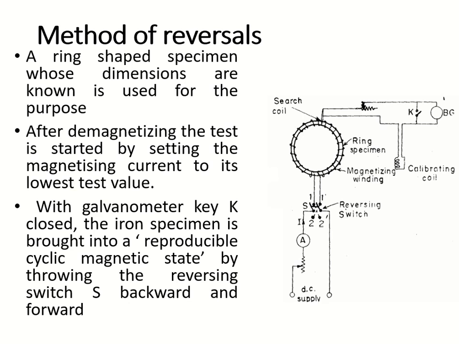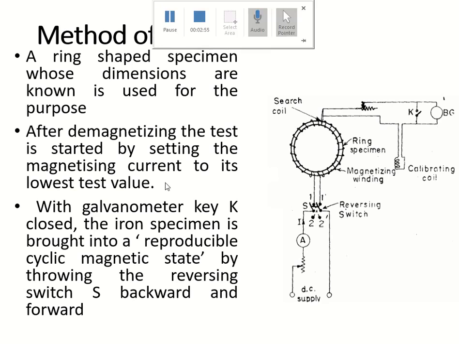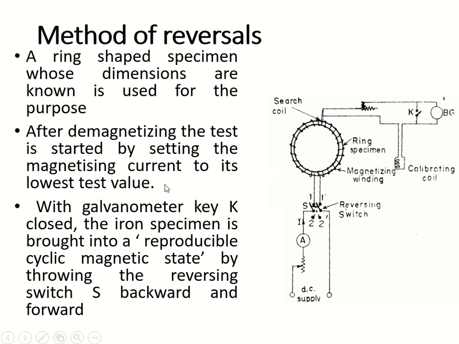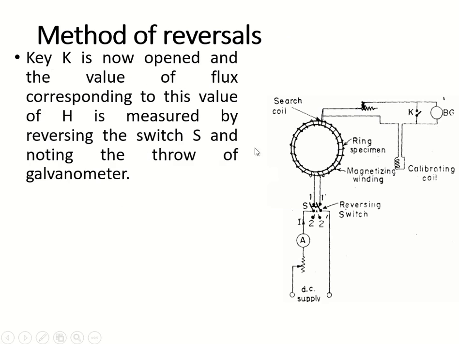Cyclic magnetic state means the flux linkage will be changing. When the current is reversing direction, there will be a change in the flux linkage. Then only, using the ballistic galvanometer, we can measure that change. Once the specimen attains the cyclic magnetic state, or once there is a change in the flux linkage in the specimen, then you have to open this key, and the value of flux corresponding to this H is measured by reversing the switch and noting the throw of the galvanometer.